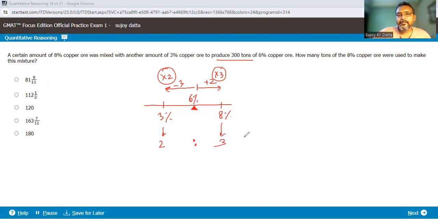2 is to 3. Now this total is basically 5 that corresponds to 300 tons. So 1 is basically 60 tons. So they're asking how many of the 8%, which is 3. So 3 would be 180 tons. So that is the fifth option.